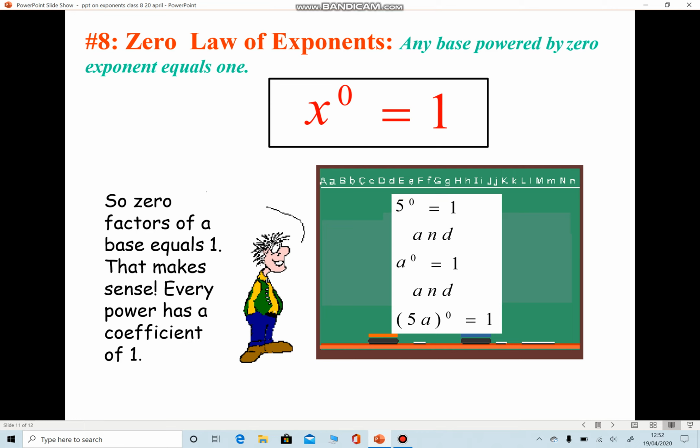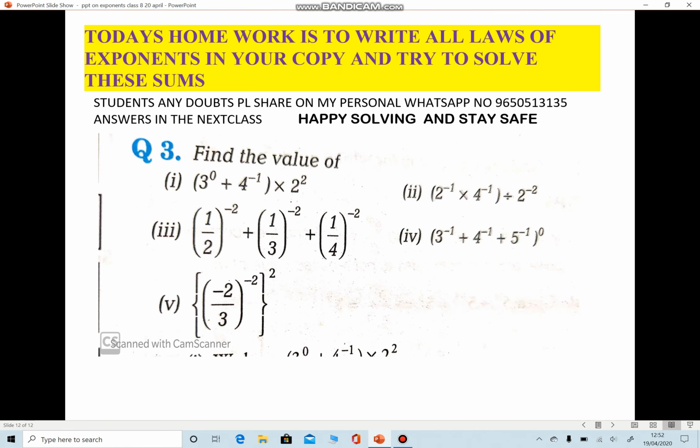Any base powered by 0 is 1. So that means 5 raised to the power 0 is 1 and a raised to the power 0 is 1 and 5 into a raised to the power 0 is again 1. So every number, every base, whatever it is, if the power is 0, the number becomes 1.